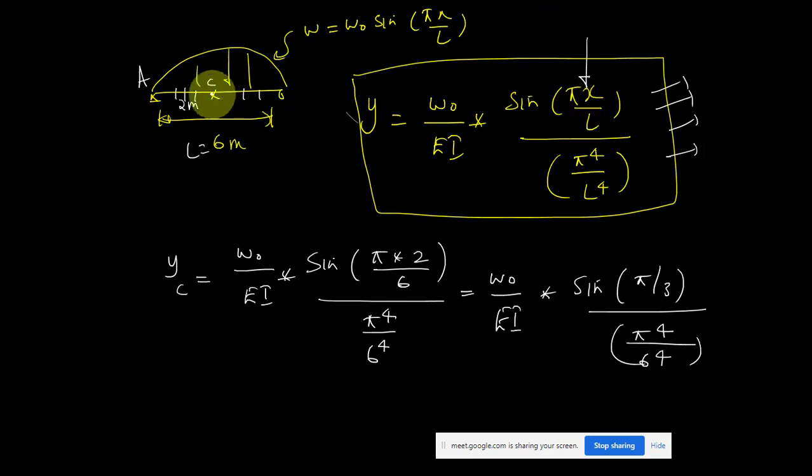Now you can easily find the deflection value at any point. Simply substitute the value for x, and you can find out the deflection at that point. Okay, so this is the procedure to solve the problem by using the double integration method.